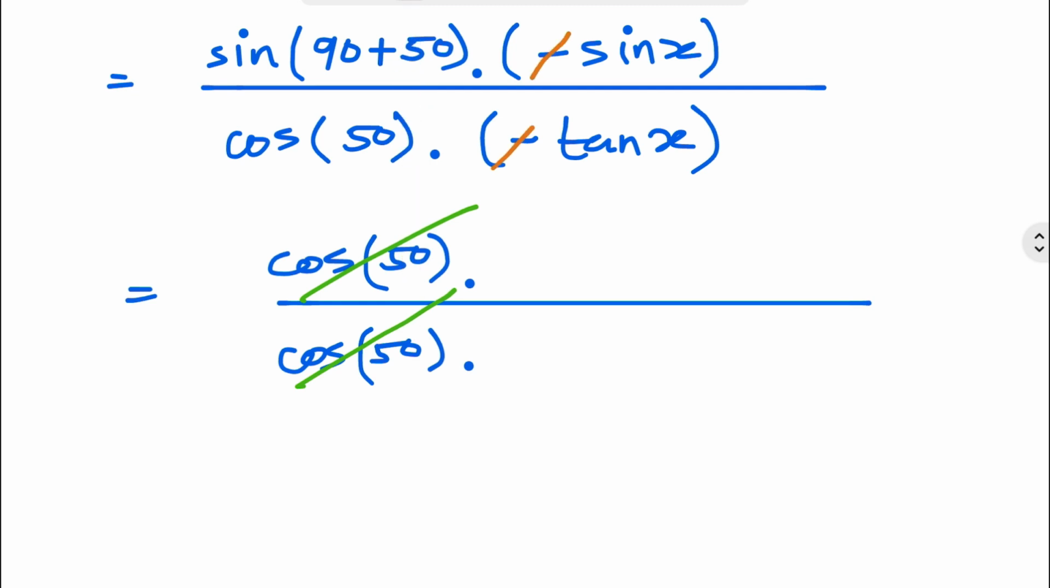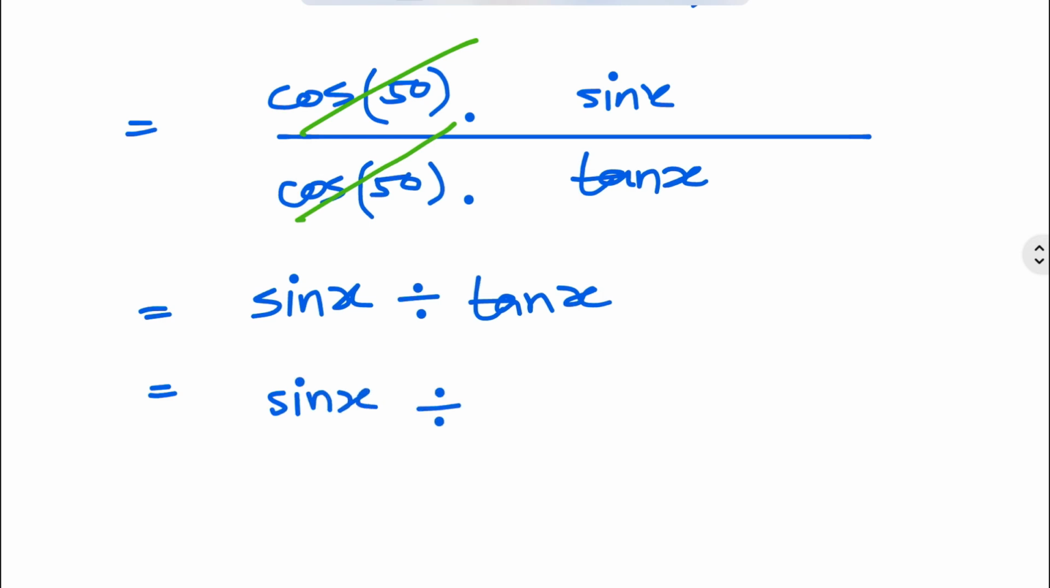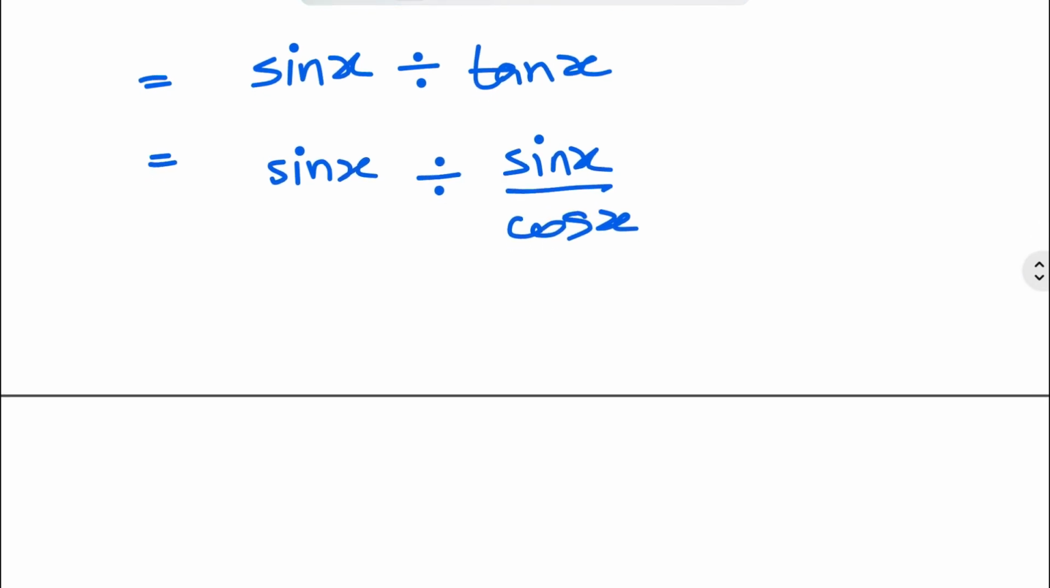So that just leaves me with sine x divided by tan x. I'm going to write that out in a more linear way like this: sine x divided by tan x. The reason I'm doing so is because tan is a fraction in and of itself. Tan is actually sine divided by cos. And so I generally don't like dividing by fractions.